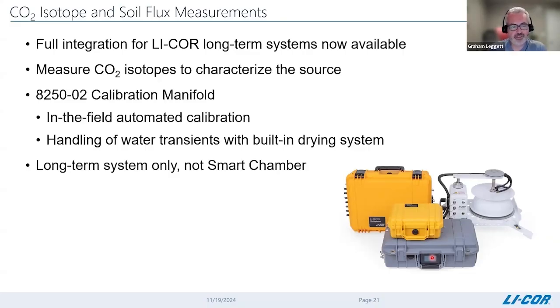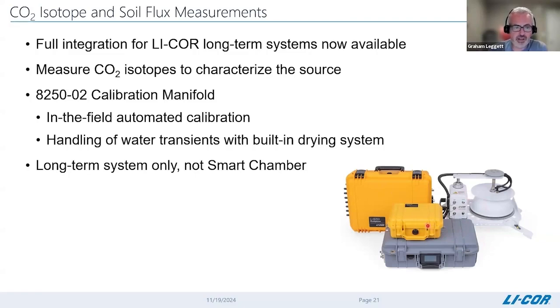We can use the measurement of CO₂ isotopes in that setting to characterize the source of the CO₂. The key components of this system are, of course, the LI-7825, the gray box, and then a series of long-term chambers connected to the instrument via a multiplexer, potentially with extension manifolds to increase the number of chambers from 8 to 36.